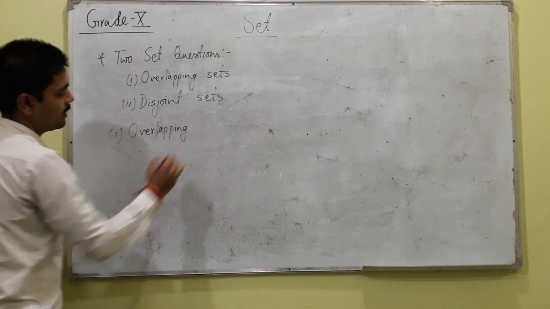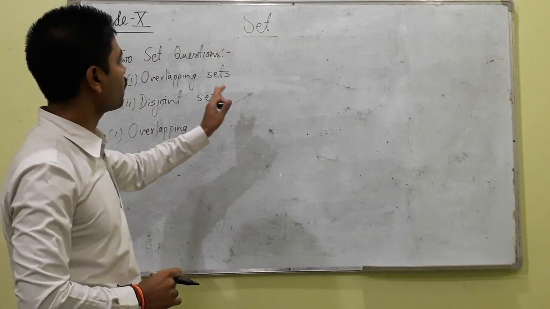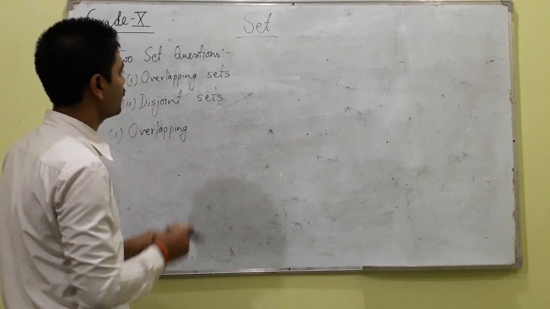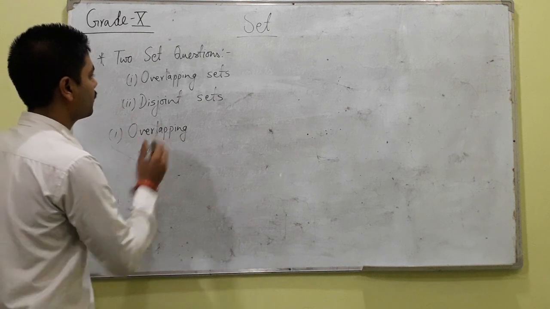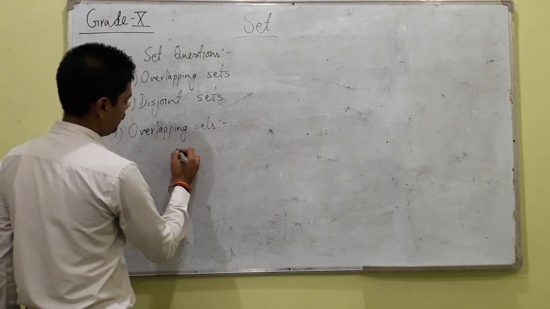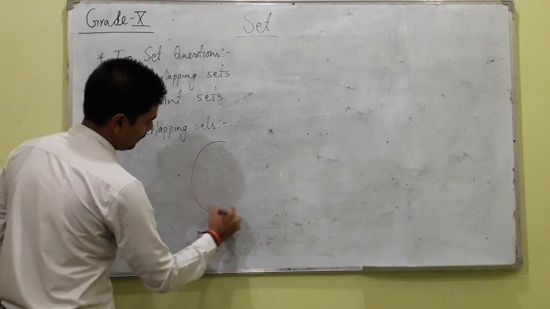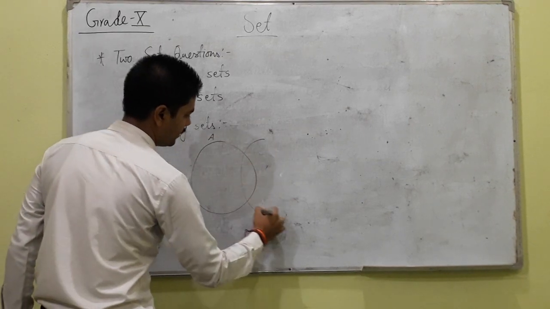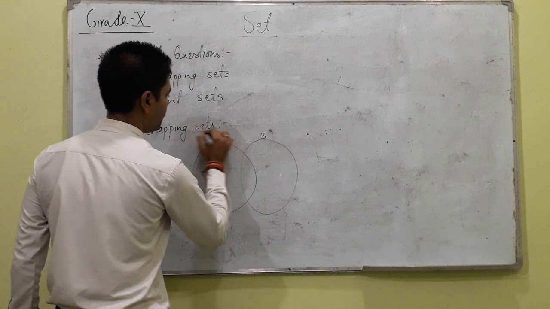I am just explaining the formulas needed while solving questions related to sets. So I am not going to solve any question here. I am just explaining the formulas made for sets. Overlapping sets. Let us take an example of a set A and set B. They are overlapping each other.